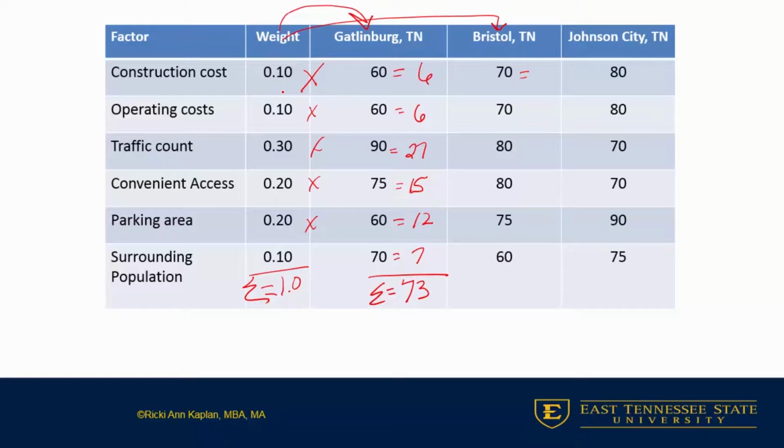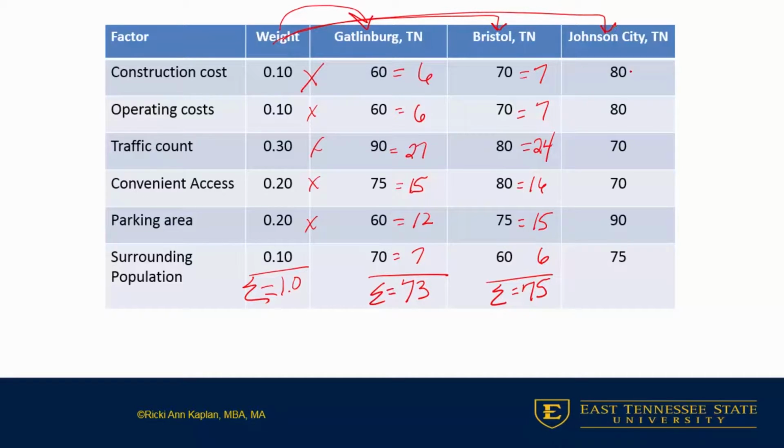So 0.1 times 70 is going to be 7. 0.1 times 70 is going to be 7. 0.3 times 80 is going to be 24. 0.2 times 80 is going to be 16. 0.2 times 75 is going to be 15, and 0.1 times 60 is going to be 6. If I add these up, the weighted score for Bristol is going to be 75. Last, I'm going to take these weights and multiply them out for Johnson City.